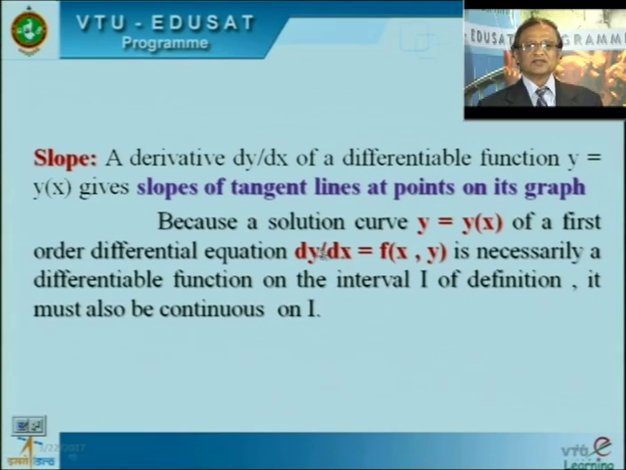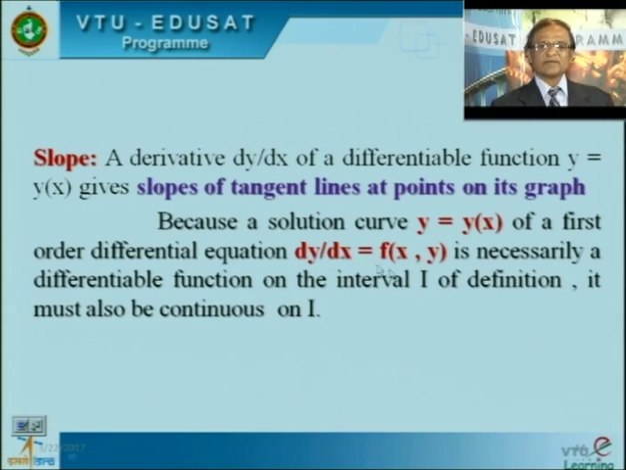So, this is the given differential equation. How do we say that it is a differential equation? Because it contains dy by dx. This is the first order differential equation. What have we assigned? We have assigned a function of x y to dy by dx. So, the left hand side is dy by dx. Dy by dx means what? Slope. We have assigned f of x y to the slope.